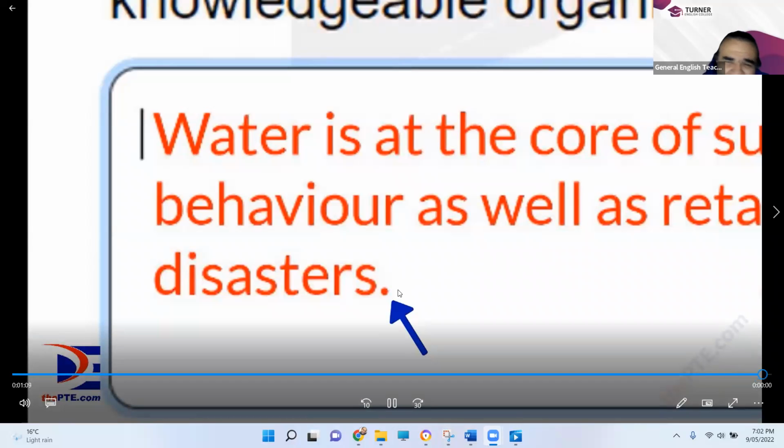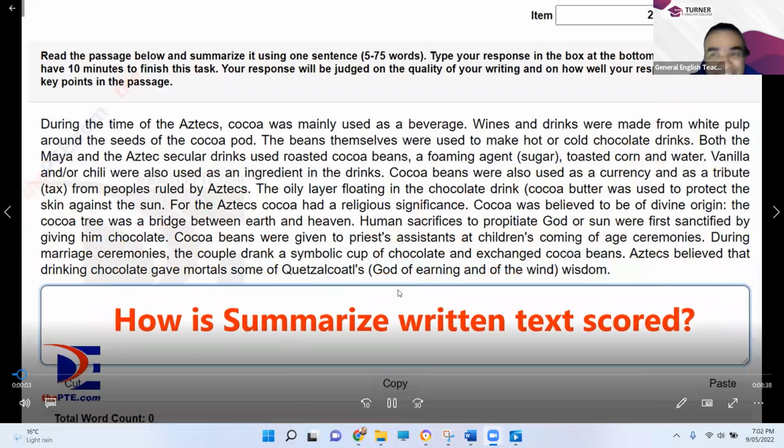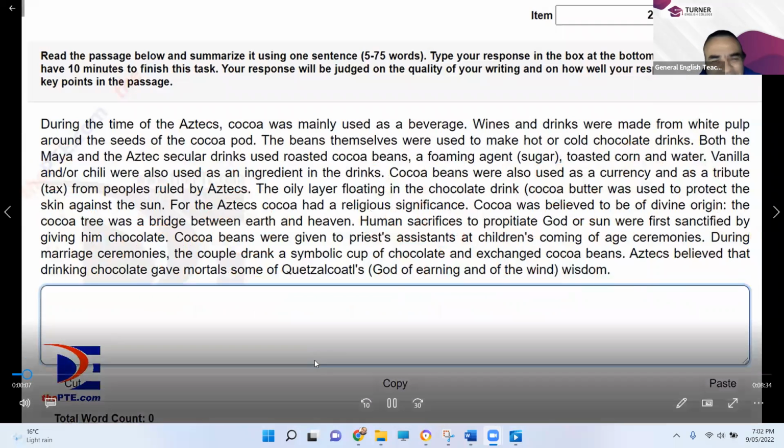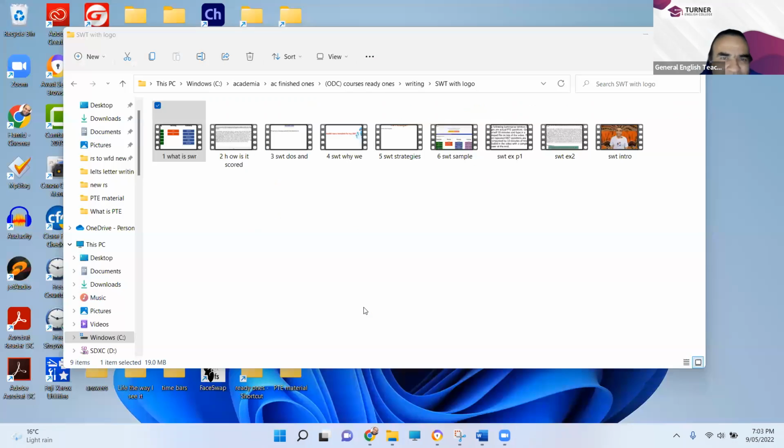Oh my goodness. That's why. How is summarized written text scored? The first and the most important condition. All right. So I'm so sorry about that. So that was basically what summarized written text is. So you have 10 minutes to summarize it.